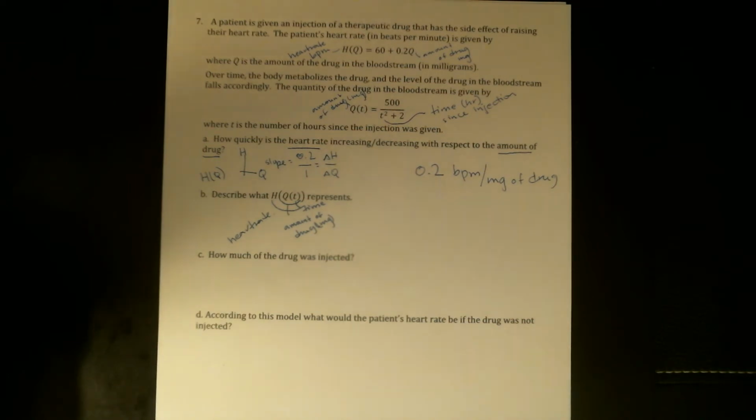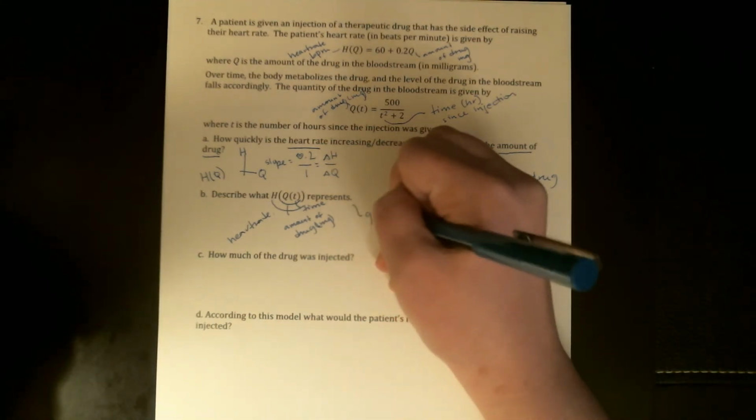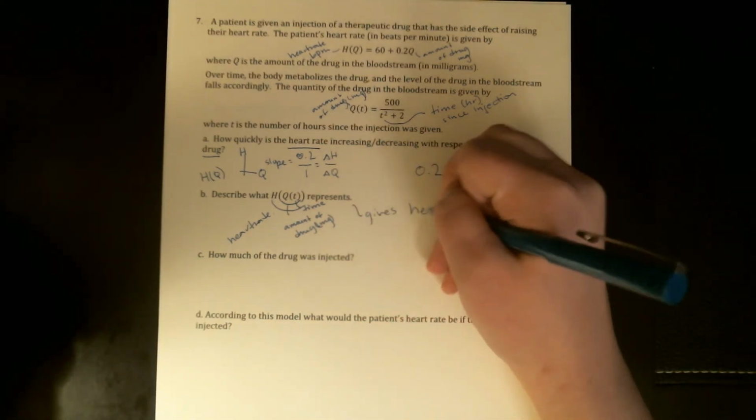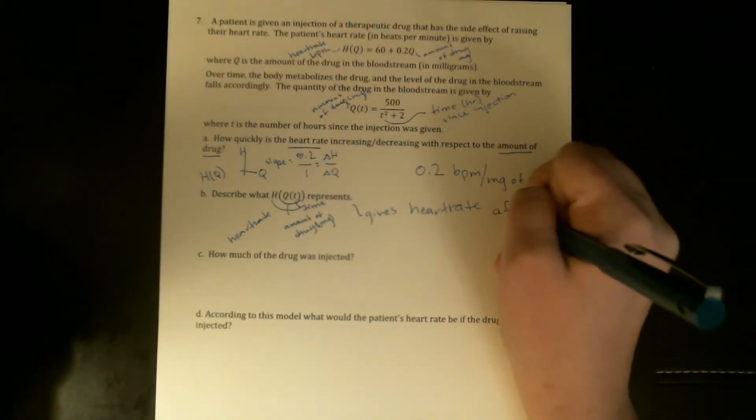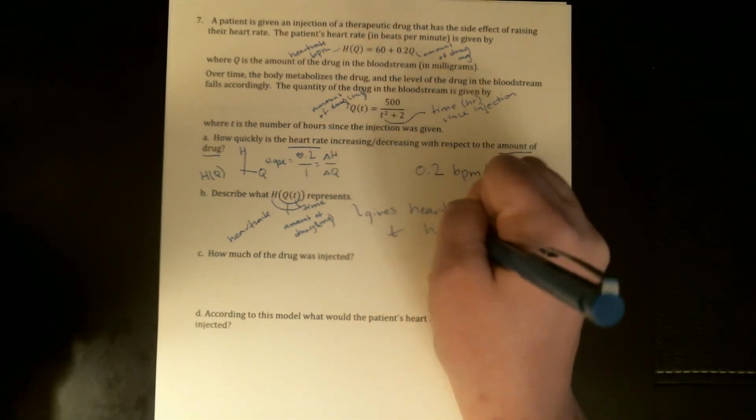Okay, so what h of q of t does is it tells you the patient's heart rate after t hours. So basically the whole point of making a composition in a problem like this is to skip over that middle piece of information. We already have a function that relates time to amount of drug. We already have a function that relates amount of drug to heart rate. Now we're looking to look at the relationship between time and heart rate and temporarily ignore the amount of drug information. So this gives heart rate after t hours.